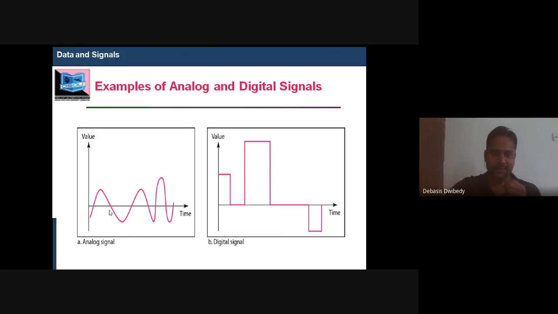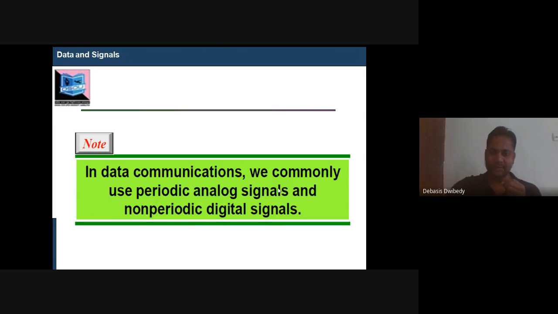But the analog signal takes continuous values, meaning every point of this signal takes a value. There are infinite points in this wave, so the analog signal takes infinite values. That's why it is called continuous in nature. But this digital signal only takes discrete values, meaning only these points take values. This is 1, this is 0, this is 1, this is 0, this is minus 1, like this. That is the basic difference between analog and digital signals. The analog signal is continuous in nature and the digital signal is discrete, taking either 0 or 1 values that we discussed in the bits. In data communications, we commonly use periodic analog signals and non-periodic digital signals. This is very important for you to know.